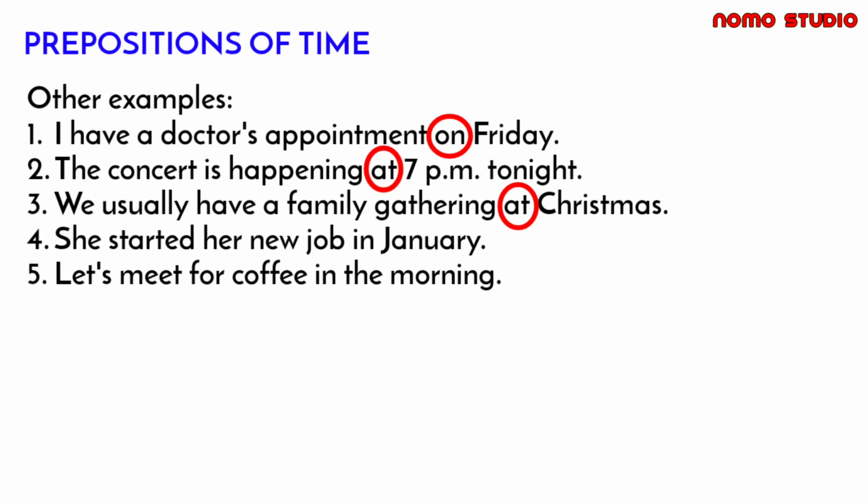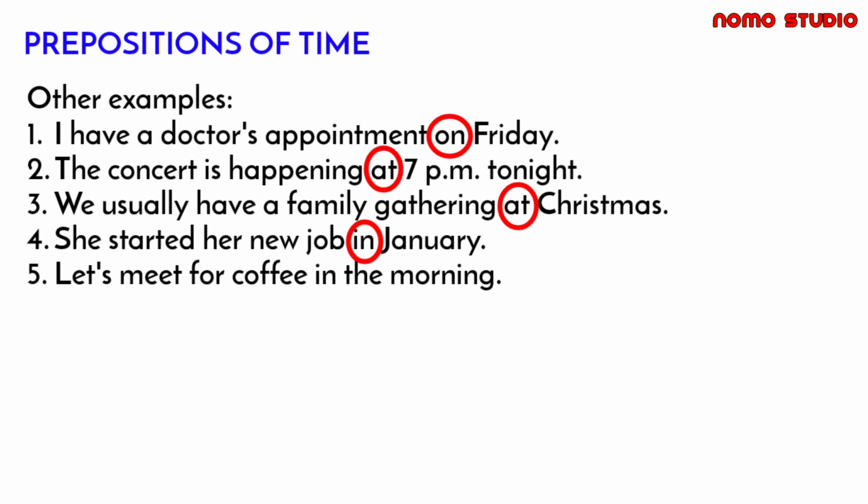So again, kapag we are referring to a specific day, that means gagamit tayo ng preposition na at. Next, number 4. She started her new job in January. So ginamit po yung preposition na in kasi yung January is a month or a name of a month.